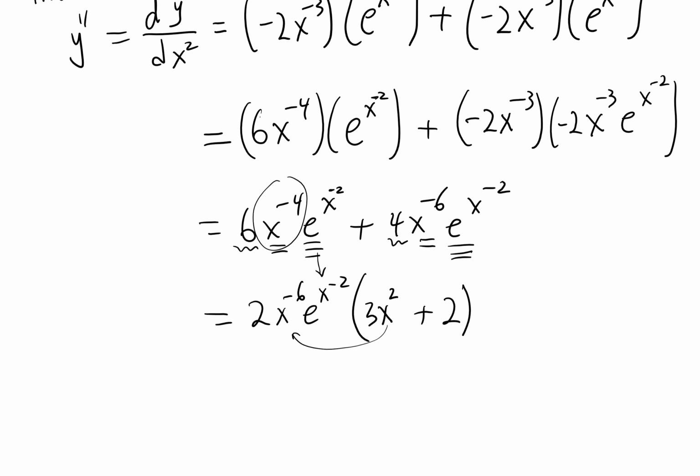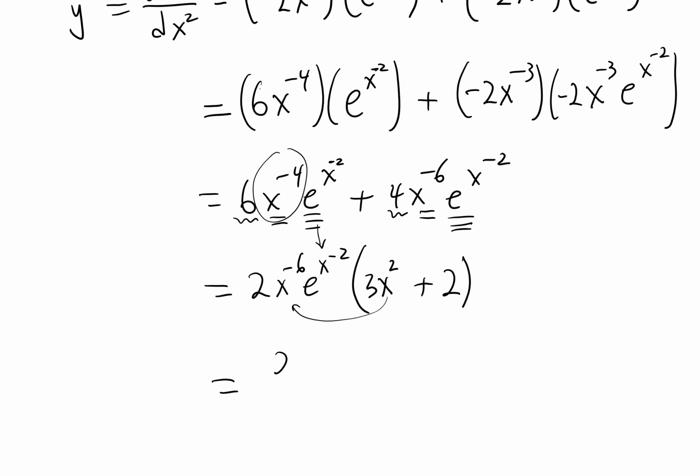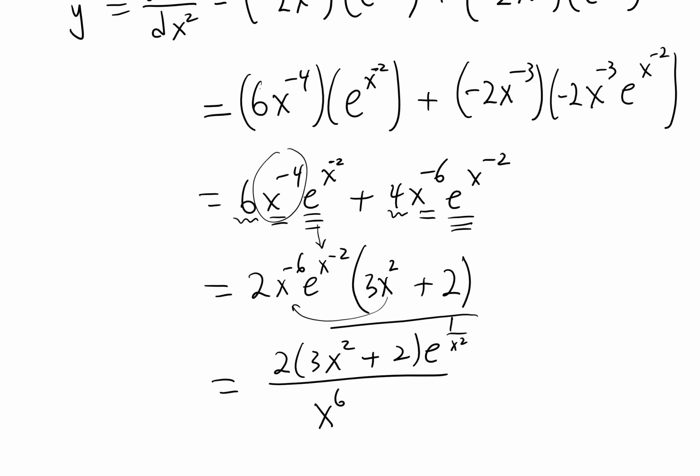But usually I tell my students, I don't like to see negative exponents in the answer, so keep this one here, and 3x squared plus 2 as is. Bring the x to the negative 6 down, and actually e stays up there. e to the 1 over x squared. Any questions about this?